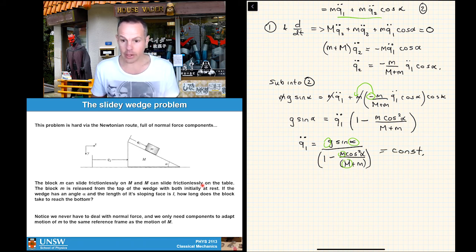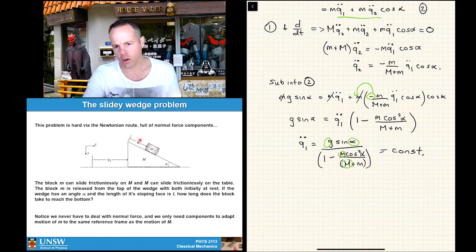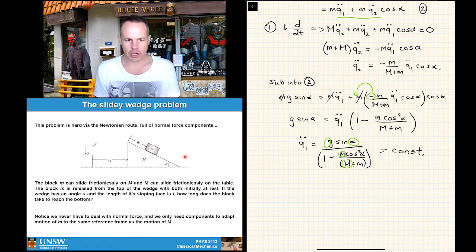We know exactly what it is. We can put all the numbers in, but we know this thing is a constant in the end. And so what it's telling us is the acceleration down this slope is a constant. We would kind of expect that, right? It's falling under gravity, but we know it's not going to be g. And now we've teased out exactly what that is, okay?